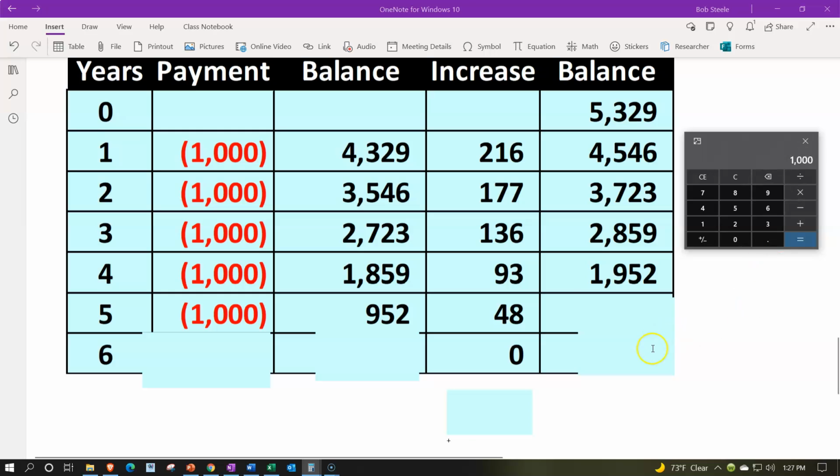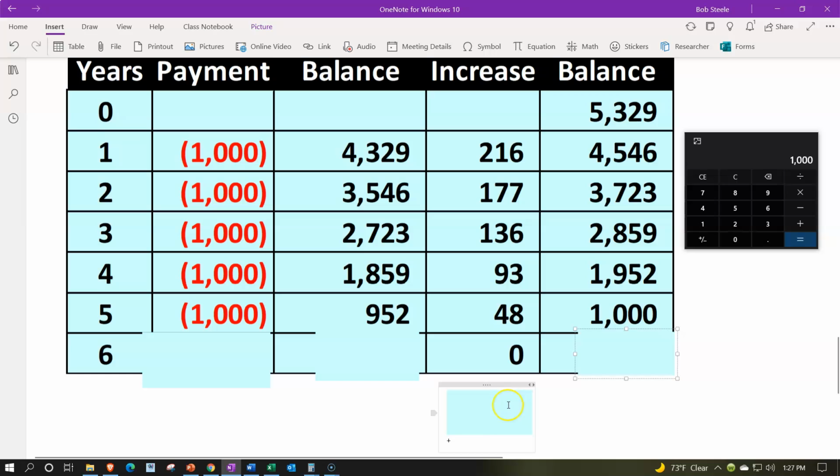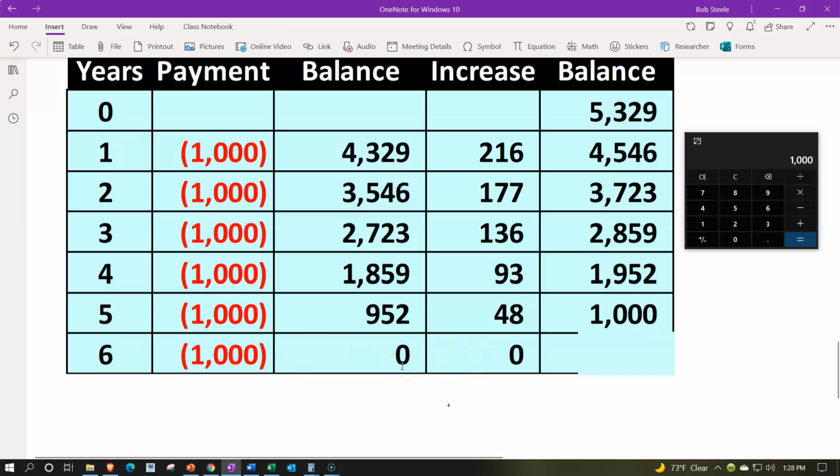We're almost done. We're almost there. Don't fall apart now. We're to the end. And then we're going to say another 1,000 goes out, and that brings us, of course, down to 0. We're not going to earn anything at this point because now we're at 0 and we have closed it out for the 6th period.